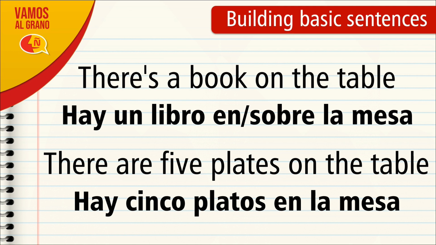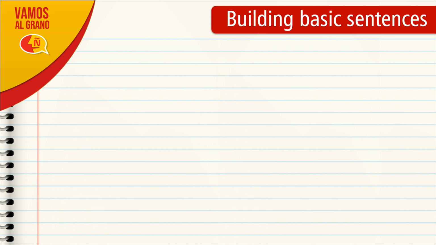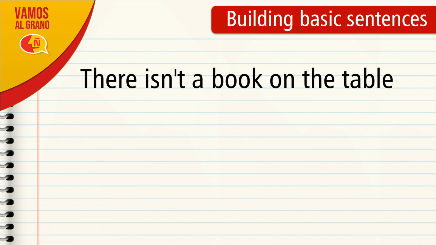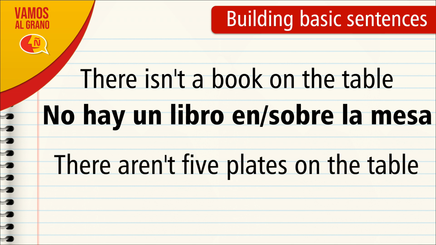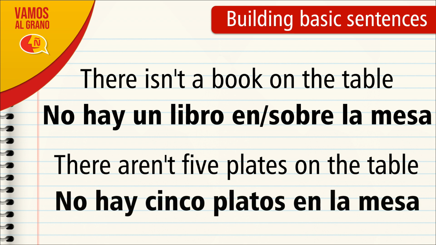Ahora practiquemos la forma negativa. Now let's practice the negative form. So, how would you say this in Spanish? ¿Cómo dirías esta frase o esta oración en español? No hay un libro en la mesa o no hay un libro sobre la mesa. And what about this one? No hay 5 platos en la mesa o no hay 5 platos sobre la mesa.